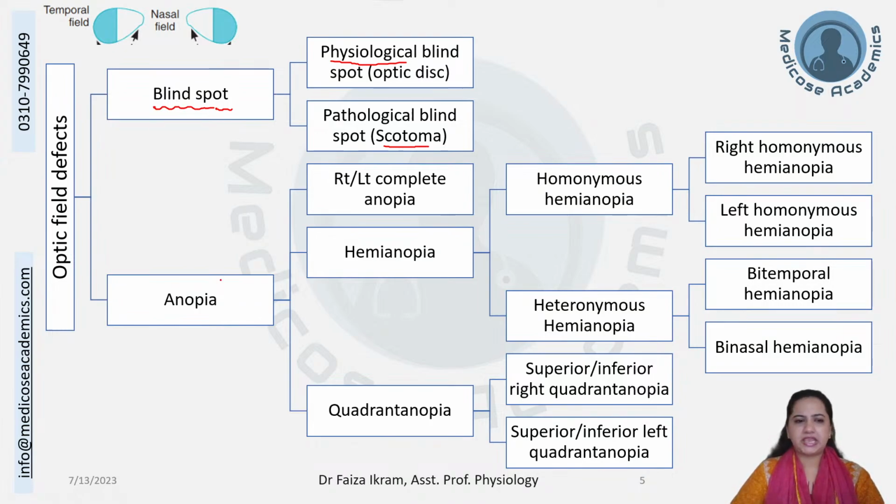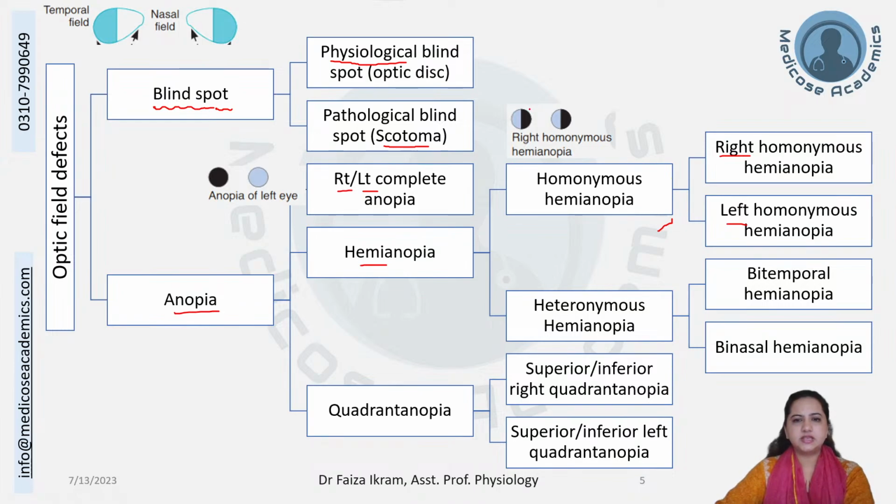Then blindness, anopia: right anopia or left anopia will be complete blindness of the right eye or the left eye. If we say hemianopia, that means this is a defect in one half of the vision, either the temporal or the nasal half. Hemianopia is further of two types, homonymous and heteronymous. If the right field of vision or left field of vision of both eyes is lost, this is homonymous, right and left homonymous hemianopia.